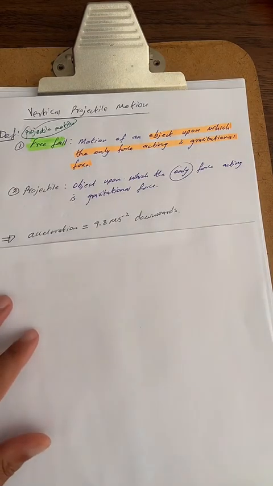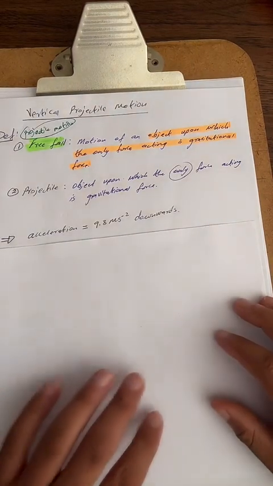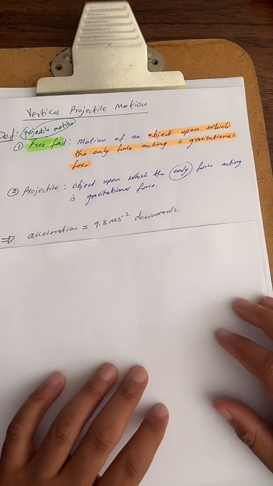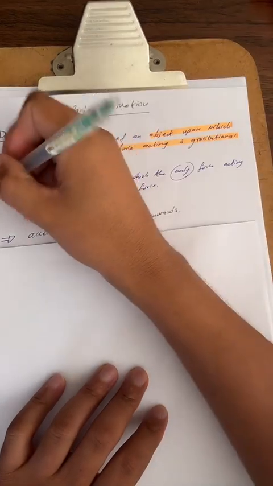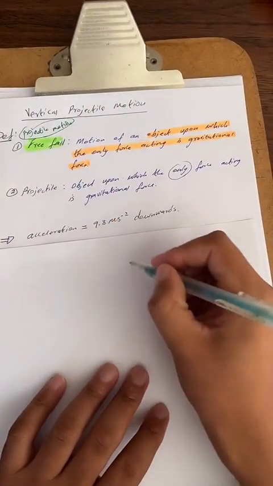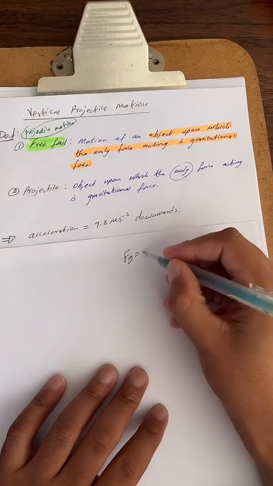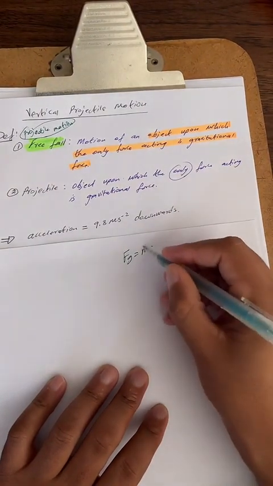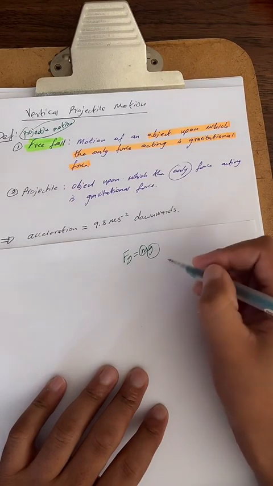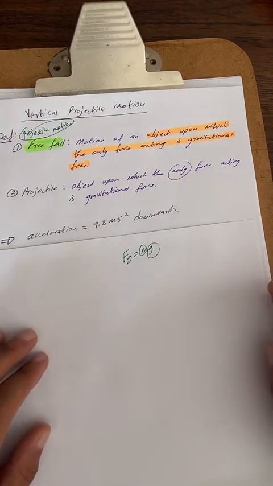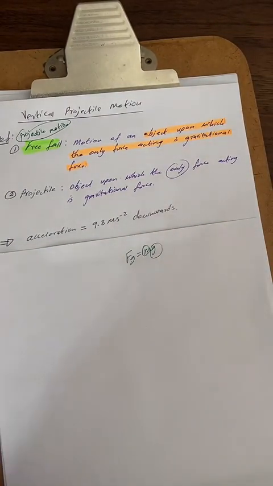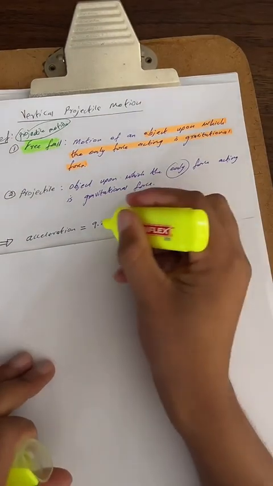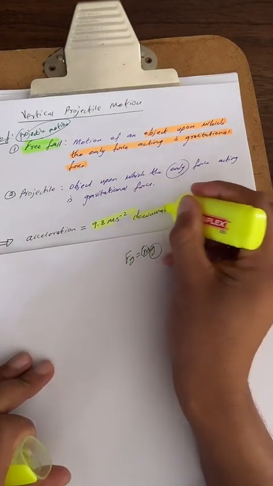So what does this mean? This means that the acceleration of the object is 9.8 meters per second squared. Remember, the only force acting on the object will be gravitational force, and we calculate gravitational force using the formula Fg = mg, where m is the mass of the object and g is the gravitational acceleration. So it means that the acceleration of the object is exactly 9.8 meters per second squared, and the direction of this acceleration is always downwards.